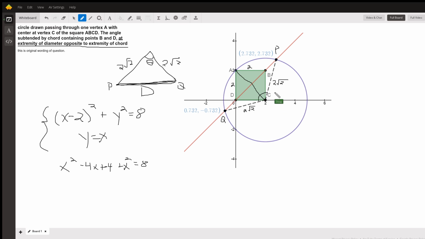Another way to do this problem would probably be to find the slope of CP. Then this angle right here would be the inverse tangent, and this angle would be 90 minus this angle. And I'm guessing that these two angles would be congruent, and it would be 90 plus this plus this.